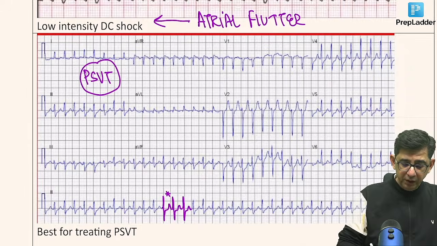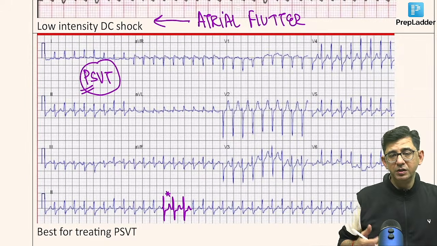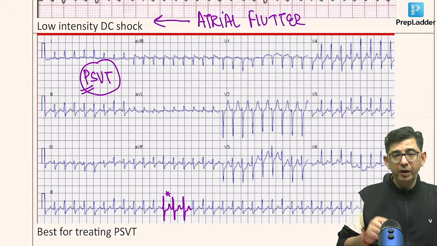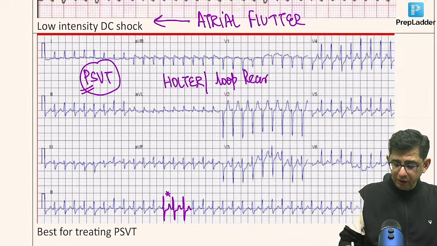Now PSVT, the name is paroxysmal. That means the attacks will occur suddenly, but if you do an ECG when the attack is not happening, the ECG will be normal. So then what do we do for diagnosis? We will have to put a Holter in these patients, or we might have to put a loop recorder in patients of paroxysmal supraventricular tachycardia.